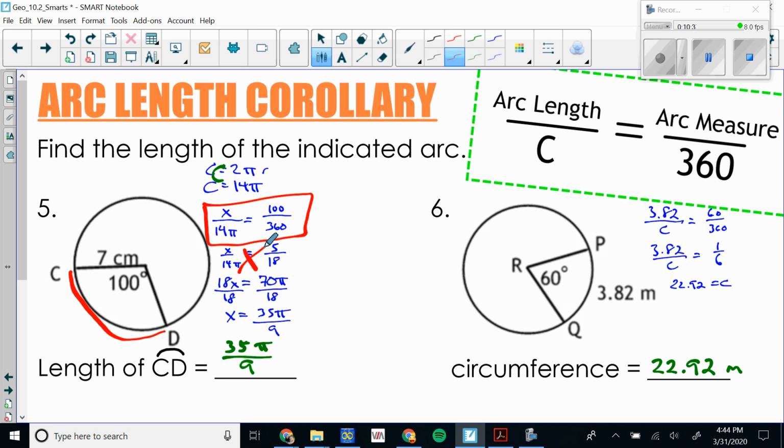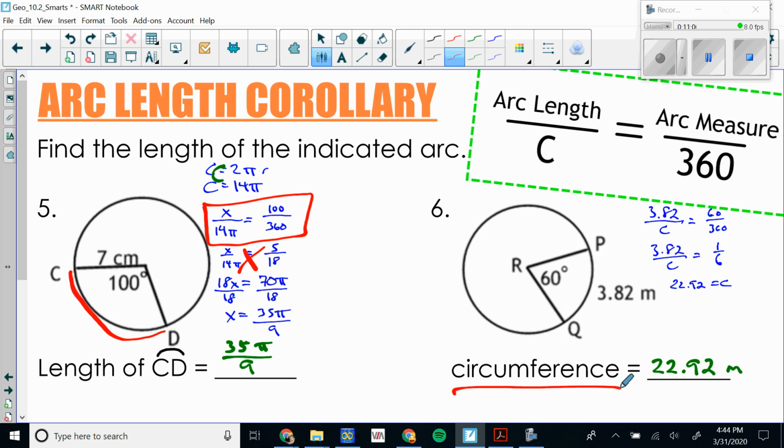Number 6 is a little bit different. It gives you the arc length of 3.82, and on this one, it wants you to find the circumference. Now this one tripped me up a little bit because I thought that our answer needed to be in terms of pi like that other one, but notice the directions on this doesn't say anything about that, so we can leave it as just a decimal.